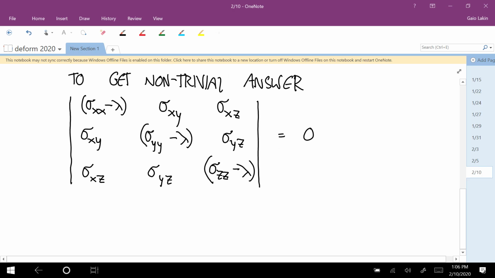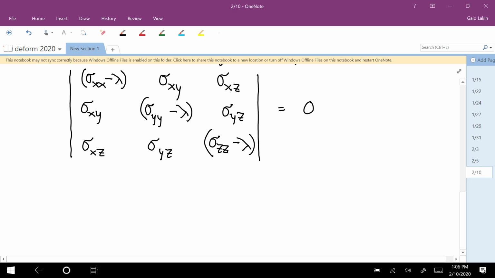So the way you calculate the determinant of this matrix, you can go a couple of different ways, but I'm going to go this times the determinant of this little 2 by 2 matrix, minus this times the determinant of the matrix when you cross out this row and column, plus this times the determinant of this little matrix. I'll just give you the formula. It's like how you do the cross product.